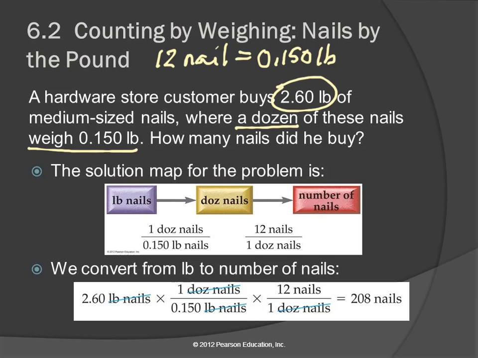So we're going to start with this number because it has just the regular unit. This is a relationship between two different units. We don't want to start with that. That's going to be the conversion factor. So we're starting with pounds of nails. And from pounds of nails, we can go to dozens of nails because we were given this information. And then from dozens of nails, we can go to number of nails because we know that a dozen is 12. I shouldn't have written 12 nails. I should have written 1 dozen. I don't know what I was thinking.